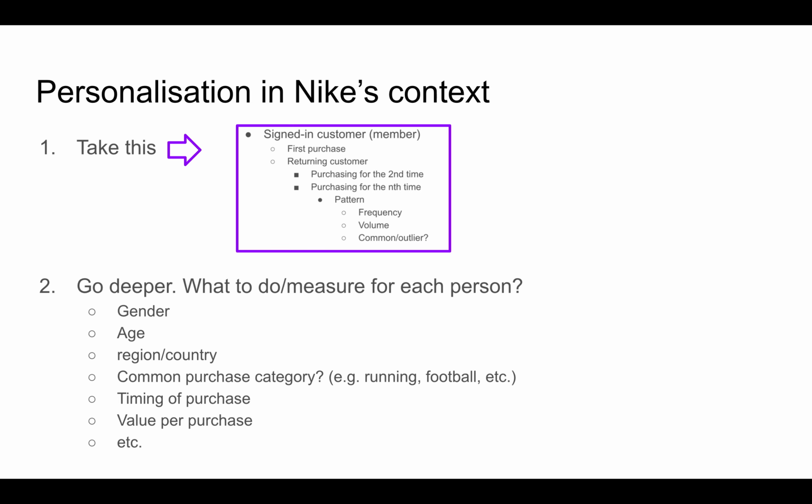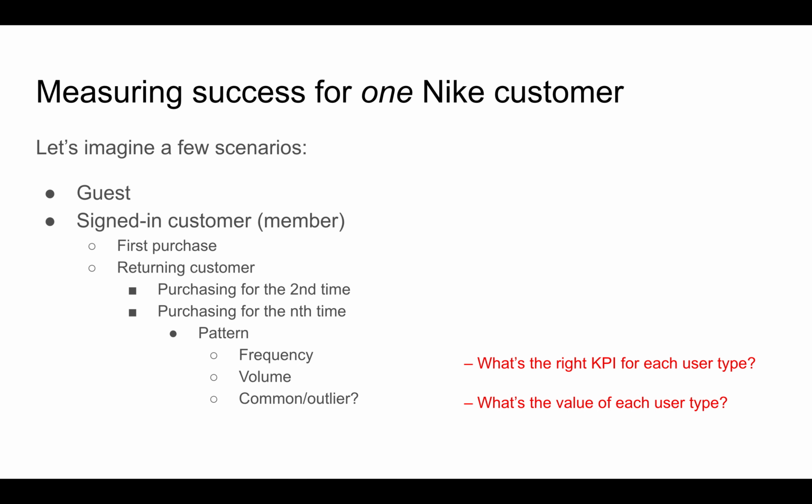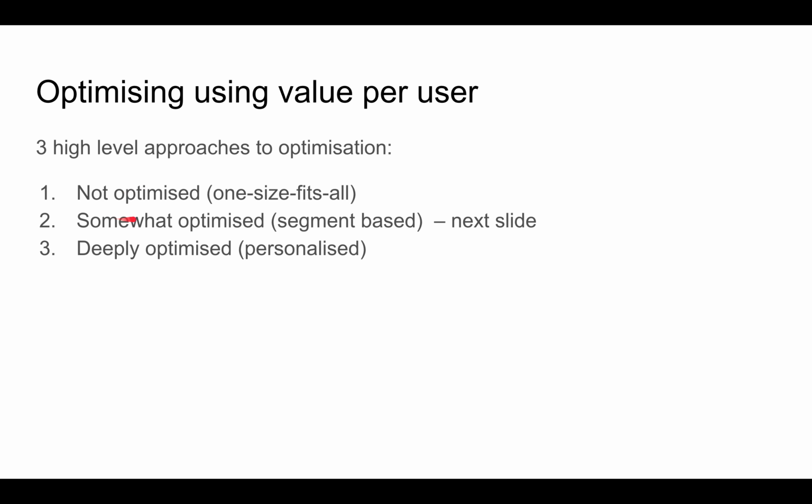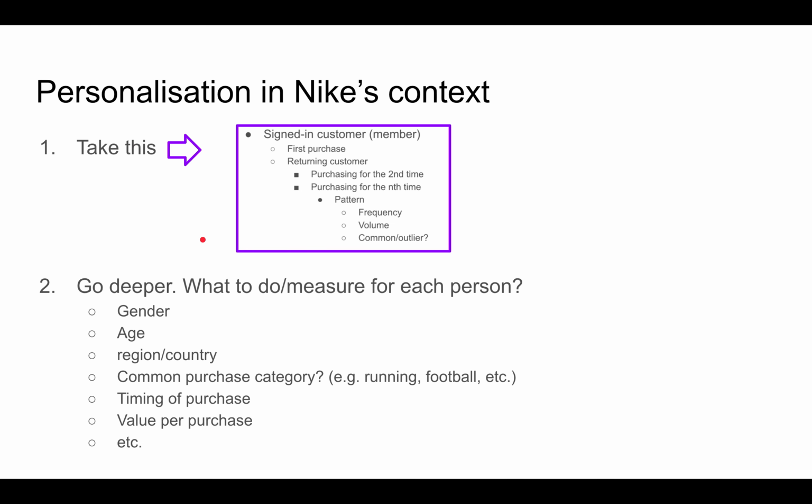And then the third state is personalization. So we talked about a state in which it's not optimized at all, or somewhat optimized, and then deeply optimized, which is the final state. Previously, in the past few slides, we talked about this sort of hierarchy where we can go deep. So we want to take this and go deeper in order to deeply personalize. We want to look at gender, age, region and country. We can look at common purchase category. If you're a runner versus a football player, maybe there's a different frequency of purchase that you have.